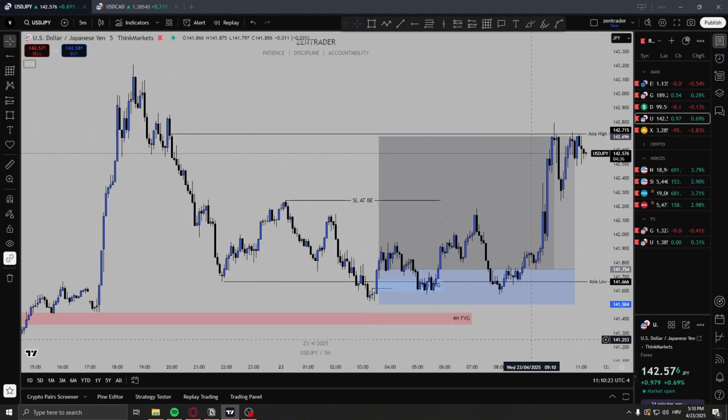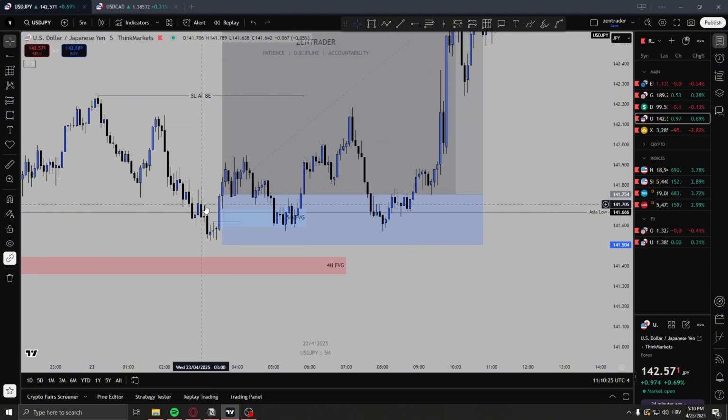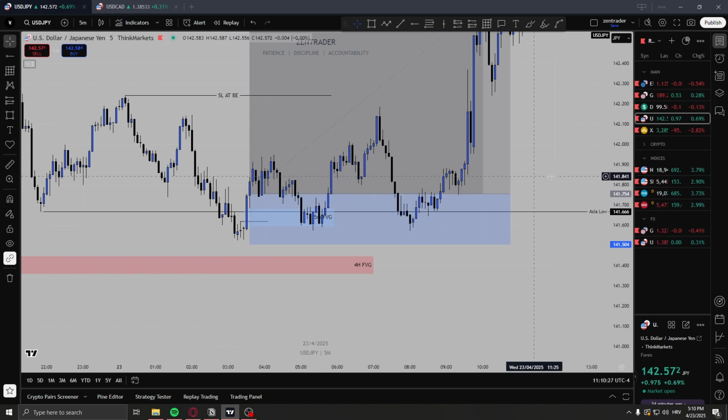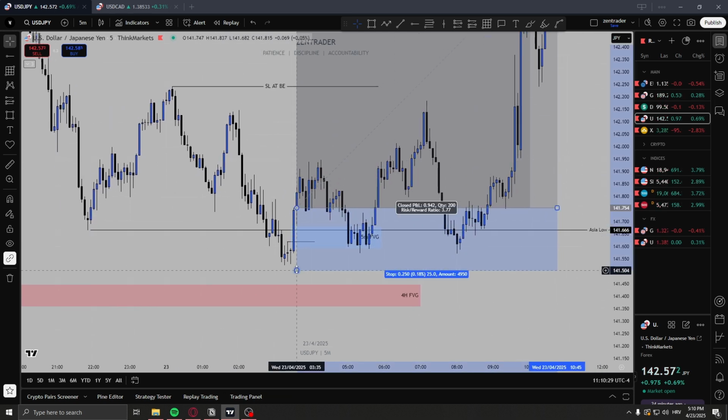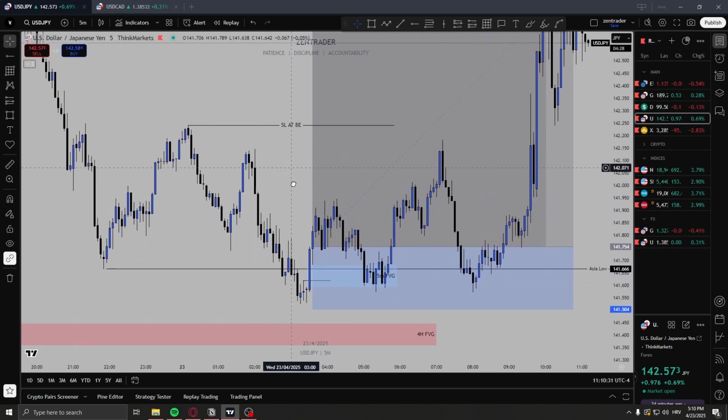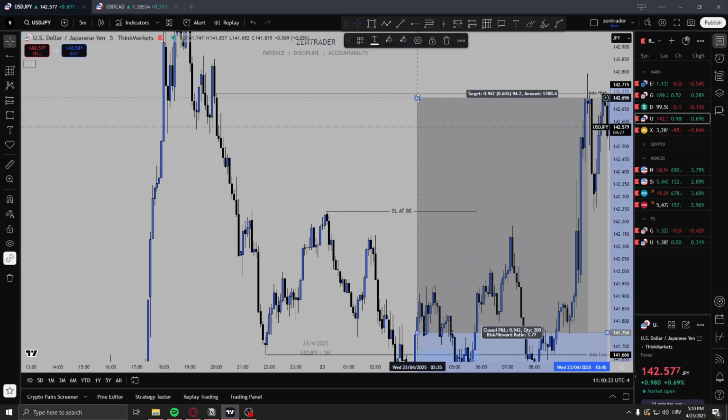So once we swept the low and got this super strong break of structure right here, I immediately entered on that, put my stop below the lows, and targeted the wick of the Asia high.